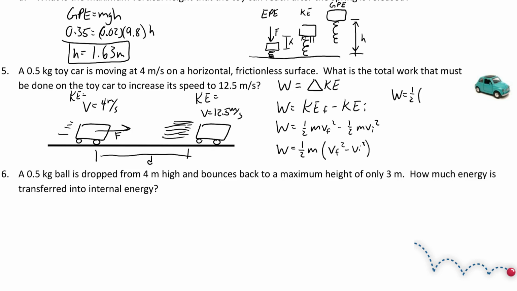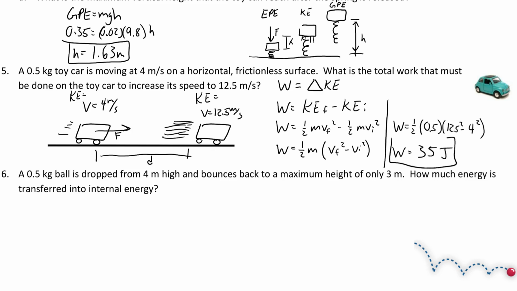Now let's plug in some numbers. 1/2 times 0.5 times vf squared, 12.5 squared minus 4 squared. And I'm going to move that down. Okay, and you get a work, how many joules? You get 35.0625. So let's just round that to around 35 joules. No matter how you did the math over here, you should still get the same difference in the kinetic energy, and that's equal to the energy that we added to the system. So that's equal to the work that must be done. Work kinetic energy theorem, throwback for sure.